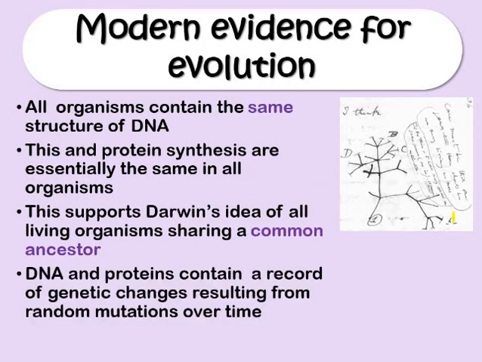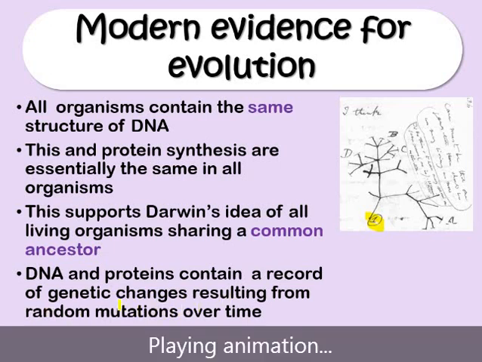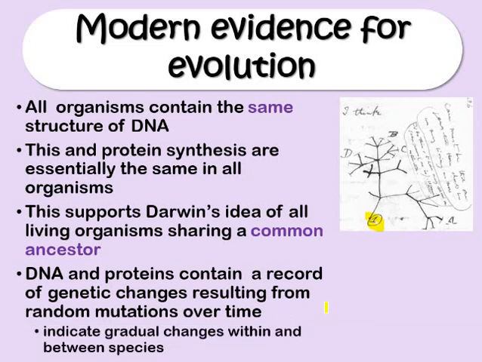Now, this image here is actually Darwin's drawing. So he has drawn a tree that shows that everything that lives on the planet has come from one single common ancestor, and this is how we got loads of different species. Now, if we look at the DNA and proteins, we can see how there are changes within that as we move through time because of random mutations, and we can actually use that to figure out how closely related different species are.